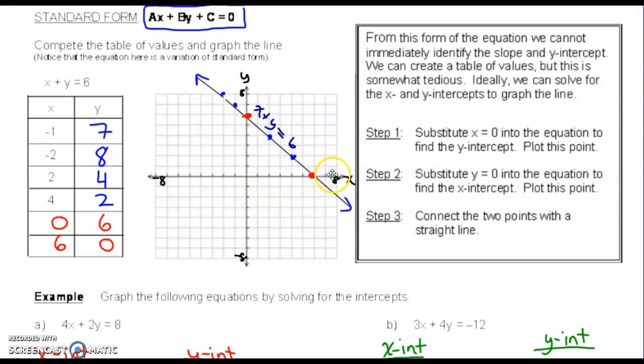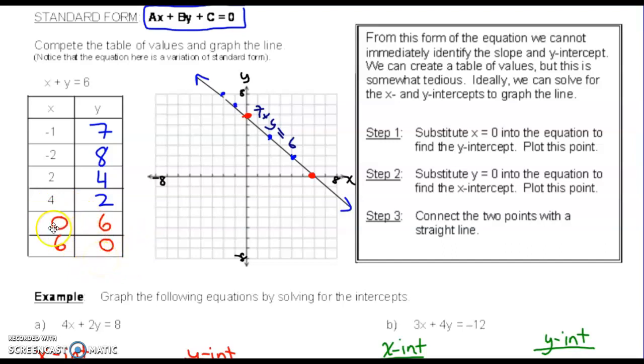Recall, the x-intercept is the point where we cross the x-axis. The y-intercept is the point where the line crosses the y-axis. So how am I going to solve for these points? Well, it's quite easy, in fact. Recall, my y-intercept right here happens when x is 0, and my x-intercept here occurs when y is 0. So what I can do to solve for these points is to sub in 0 for x to find my y-intercept, and then sub in 0 for y to find my x-intercept.